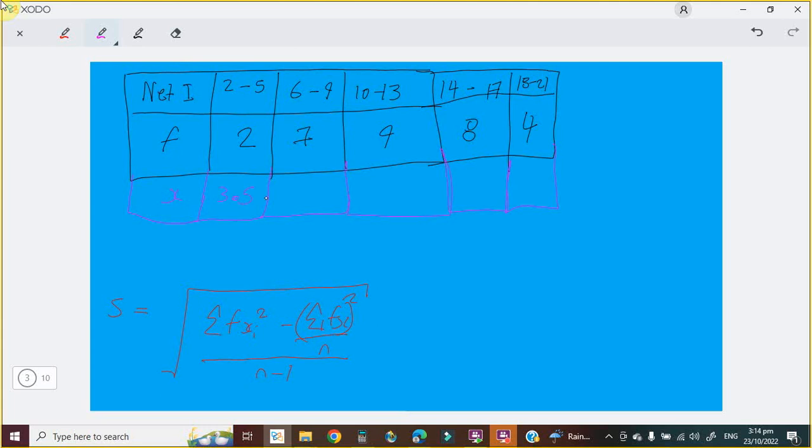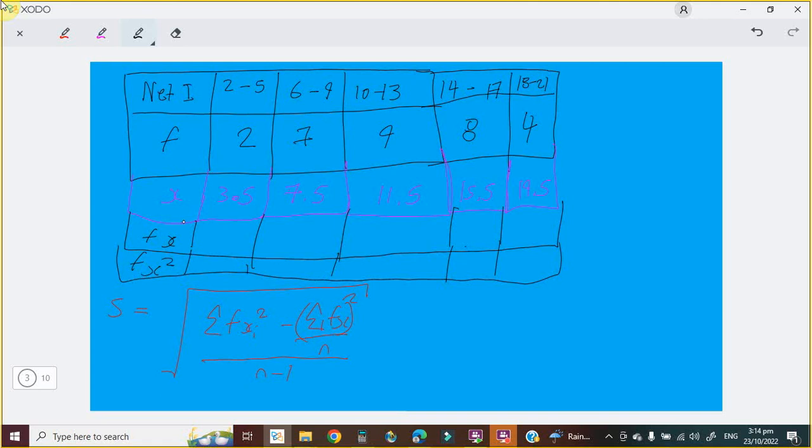So 3.5, 7.5, 11.5, 15.5, 19.5. Alright? Notice in the formula we're going to need f times x squared. So you need to have an f times x squared column. We also need an fx column. So let's work out the fx column first. Well, in this case, it's a row. Usually it's a column. Then here, we work out fx squared.